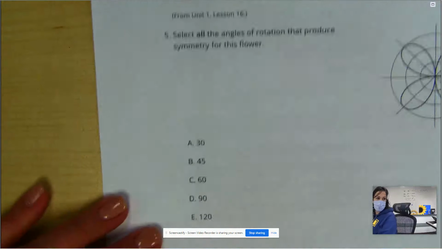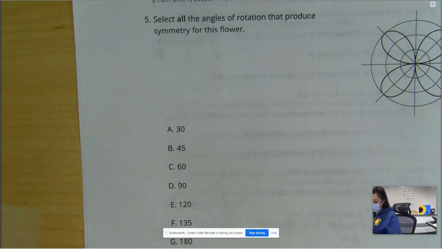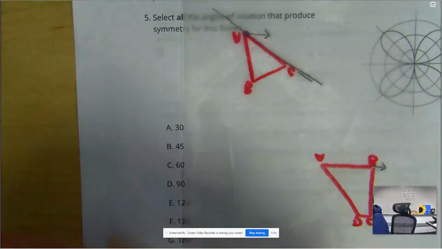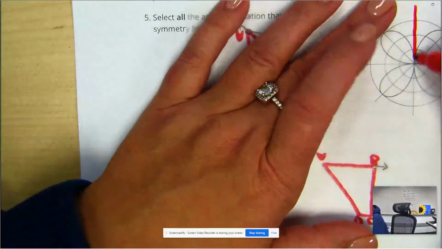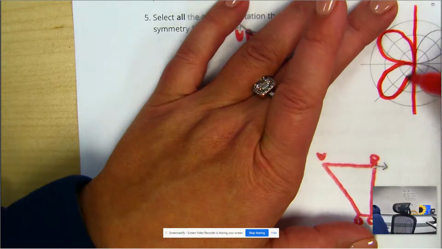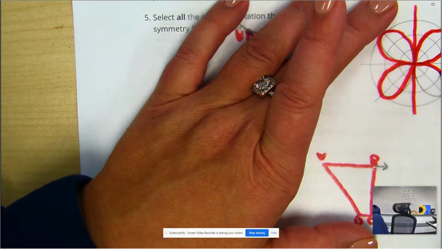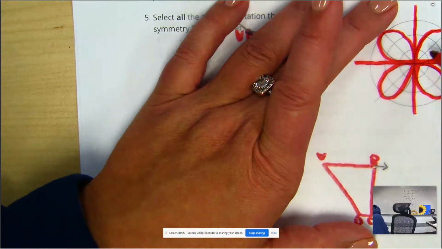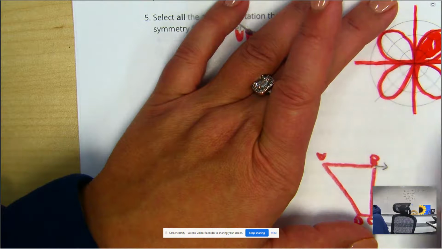Number 5, select all angles of rotations that produce symmetry for this flower. You might be able to see it without tracing it. I'm just going to draw the flower. I'm going to use the idea right there's 90. And I'm going to color this one in so I know where I started.